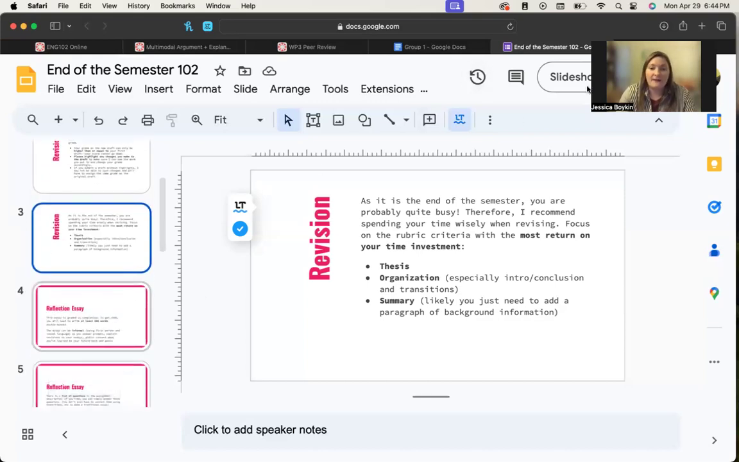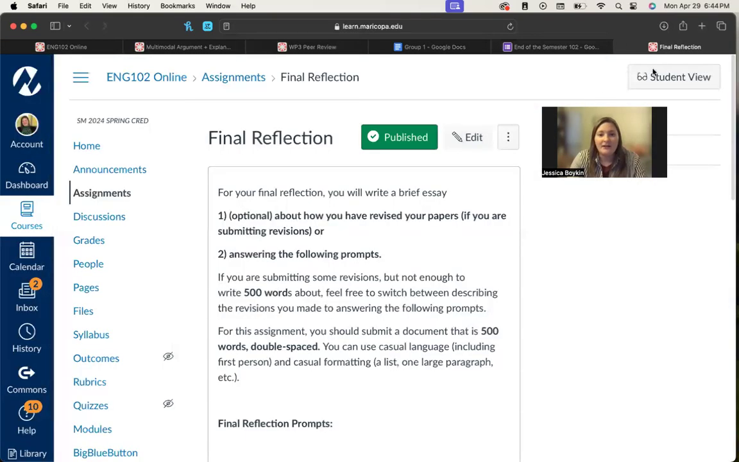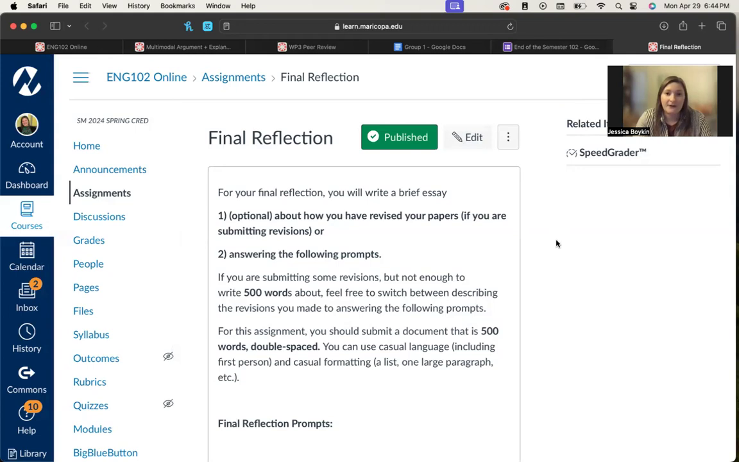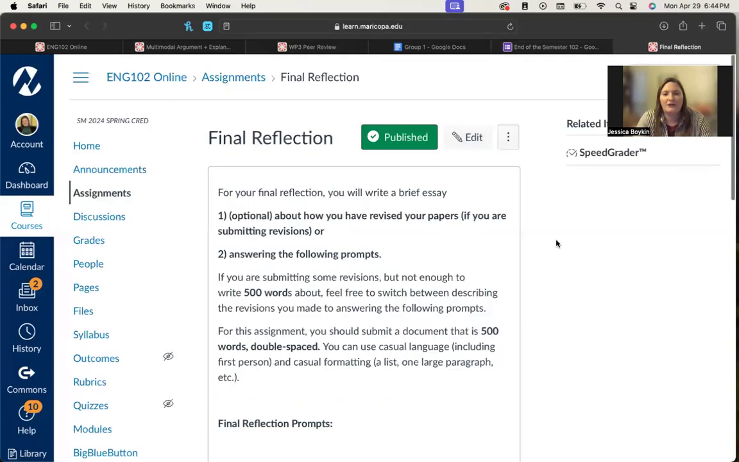Okay, and then finally, let me move over here. All right, finally, we have this final reflection. This is our very last assignment for class. That's going to be due on the 7th, right? Yeah, along with your final projects. So what I want you to do for this is just 500 words, very casual. I just want you to talk about what you learned in class, okay?